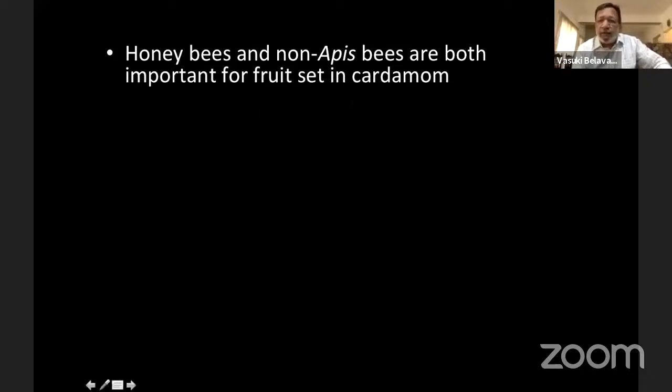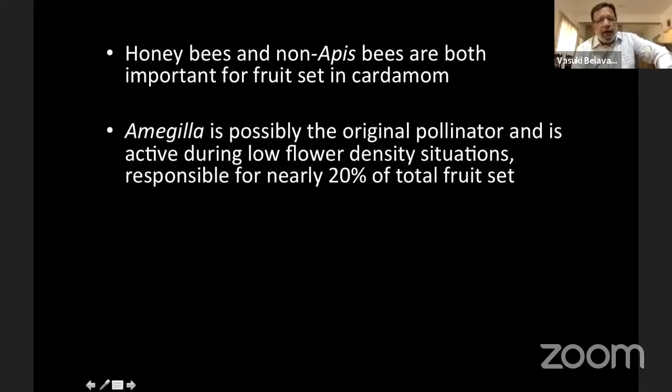So honeybees and non-Apis bees are both important for fruit set in cardamom. Amegilla is possibly the original pollinator and is active during low flower density situations, responsible for nearly 20% of the total fruit set. So it is important that we conserve Amegilla also, because whatever flowers are there in the early or in the late season, they also should set, and we will be losing nearly 20% of the production if we ignore Amegilla.